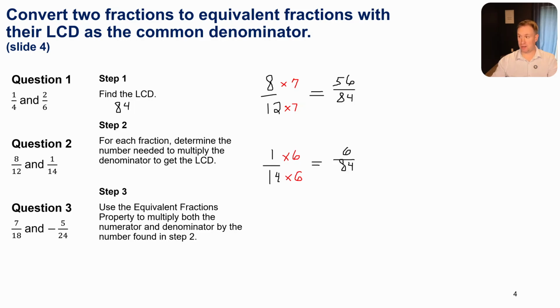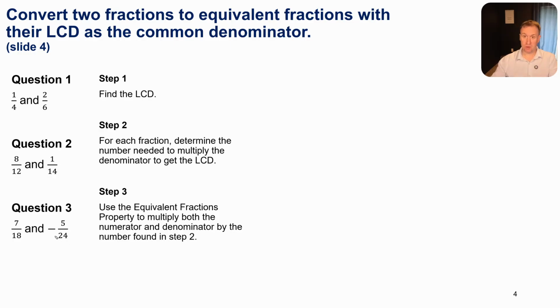Let's look at question 3. So question 3, we have 7/18 and -5 over 24. So the negative really doesn't have a bearing in terms of actually finding a common denominator in a sense. But we do need to remember to put the negative back when we've done the equivalent fraction rule. All right, so let's first start by finding the LCD by doing the prime factorization of 18 and 24.